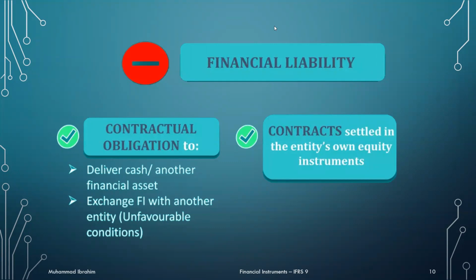Any asset which is covered by any other IAS, something like IAS 2 inventory, IAS 16 PPE, IAS 40 investment property. Any asset covered by another IAS will not be considered a financial instrument. Yeah, that could be correct.